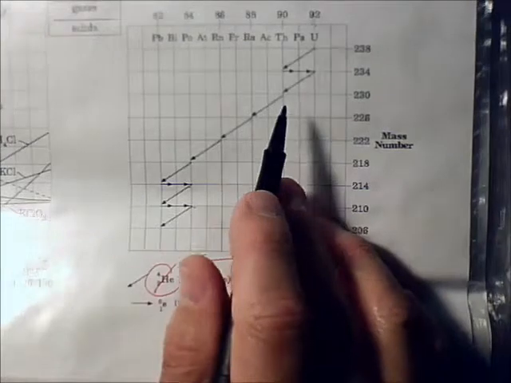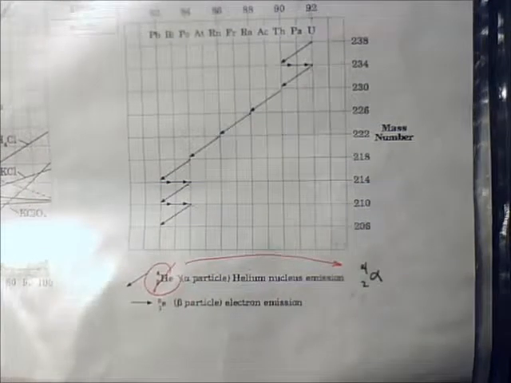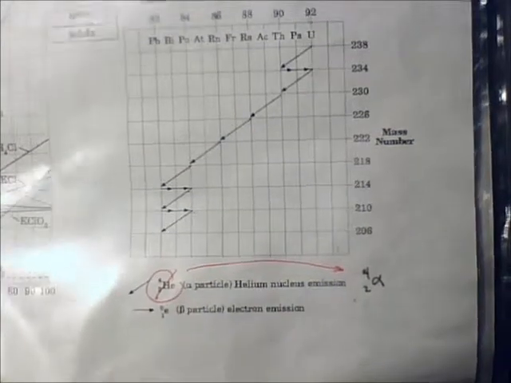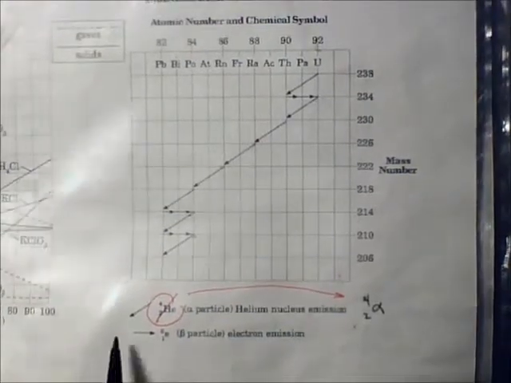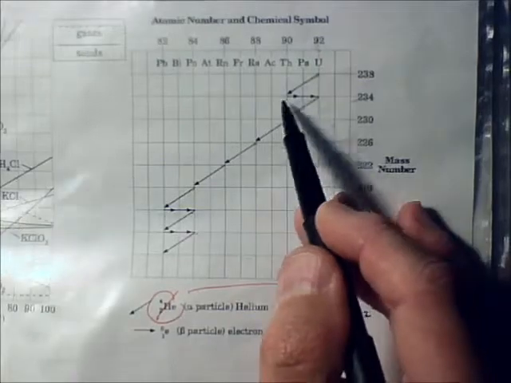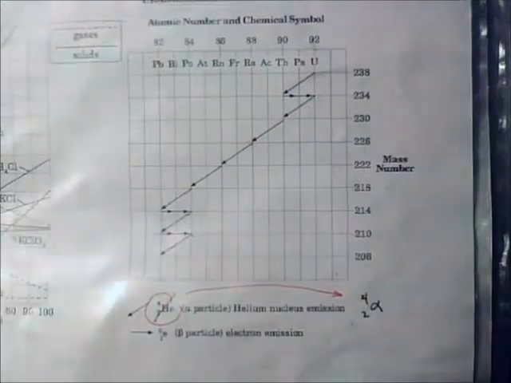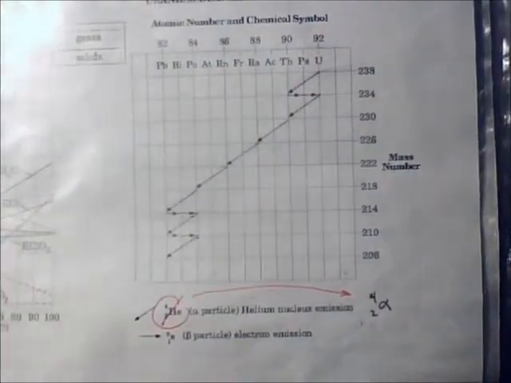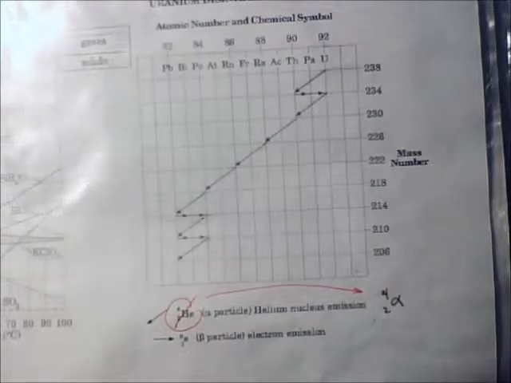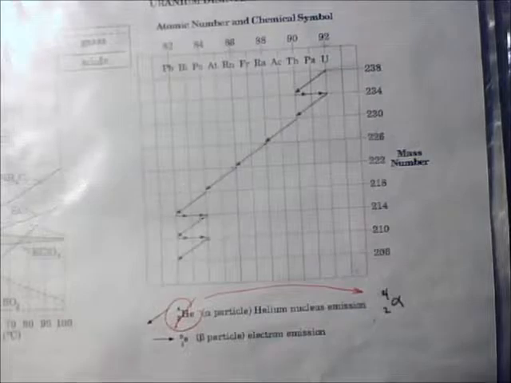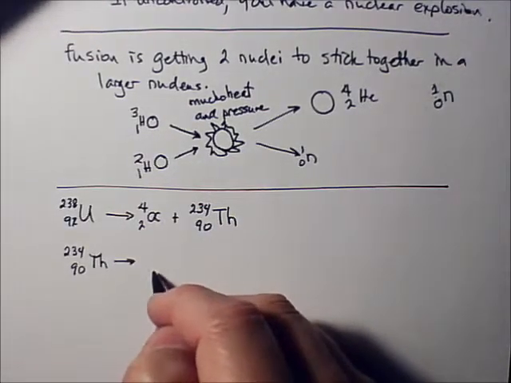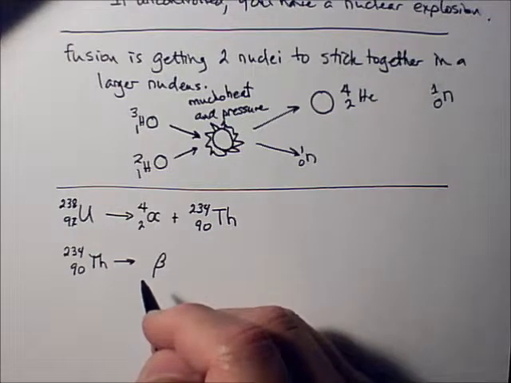Look at the key down here and see if you can figure out what kind of decay thorium goes through. Look at the chart, use the key at the bottom. This is the uranium alpha decay right here, this first step. What is the kind of decay that thorium goes through? It goes through beta decay. And beta decay means that if I'm going to write a nuclear equation, I have beta here.